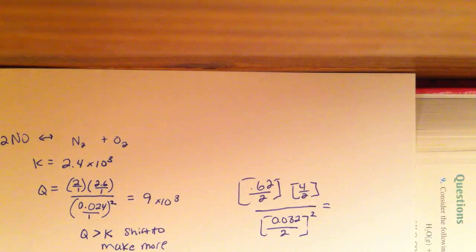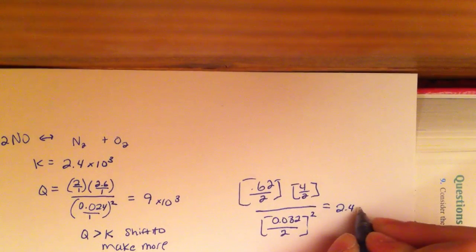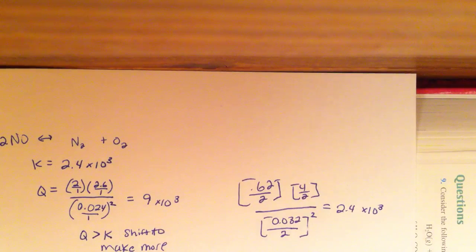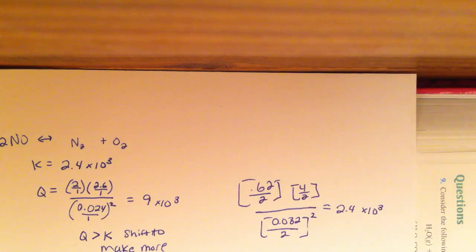And when we calculate this one, we see that Q is equal to 2.4 times 10 to the third. So Q equals K, so this represents a system at equilibrium. And I bet you can guess it, but in the next one Q is going to be less than K, because we felt like we had to give you one of each. So I hope that helped for number 33.